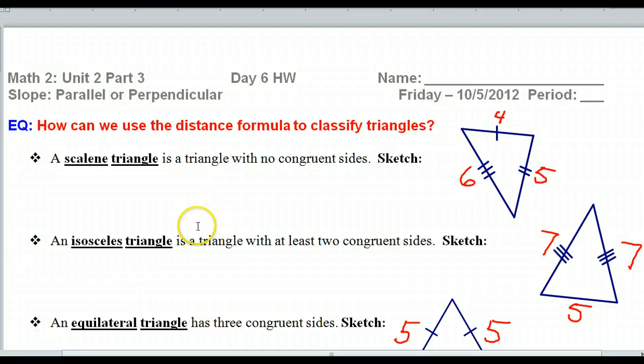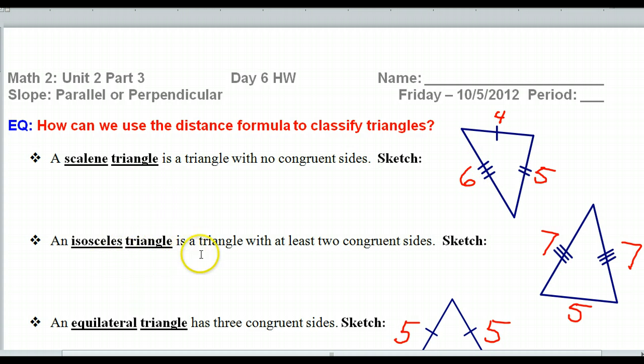We are here today to learn about scalene, isosceles, and equilateral, and how to prove it. But first you have to know the vocabulary. Scalene. A scalene triangle is a triangle with no congruent sides. So for example, if I had a triangle that was 4, 5, 6 in length, that would be scalene.